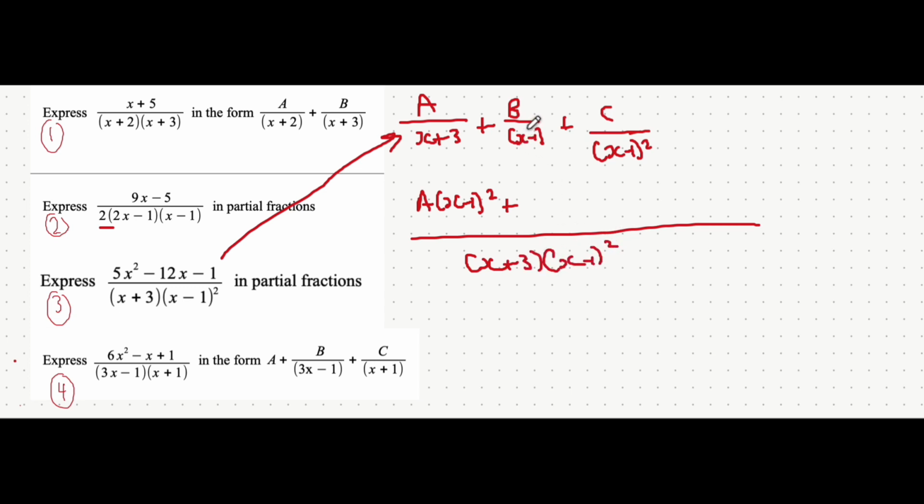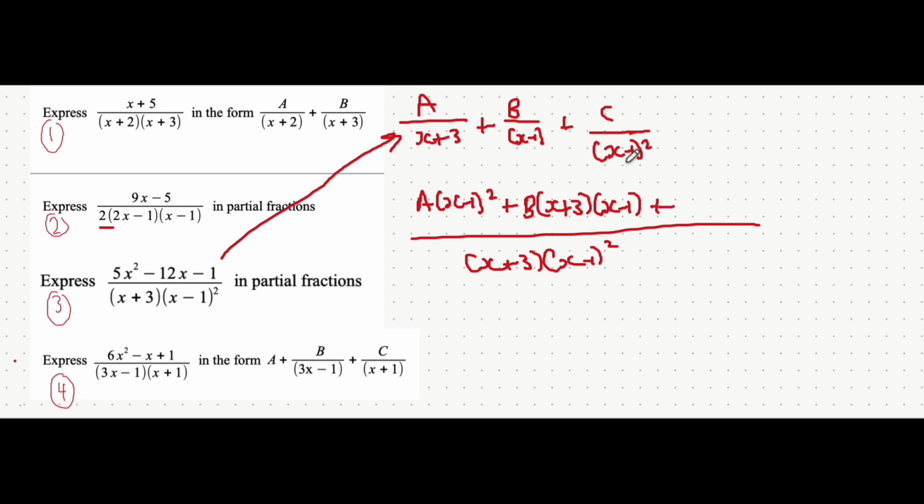Okay, so this second term, how can we make x minus 1? Or what do we multiply to it to make it match this denominator here? Well, you multiply x plus 3 and also x minus 1. So once again, whatever you do to the bottom of the fraction, you also do to the top. So we're multiplying b by x plus 3 and x minus 1.